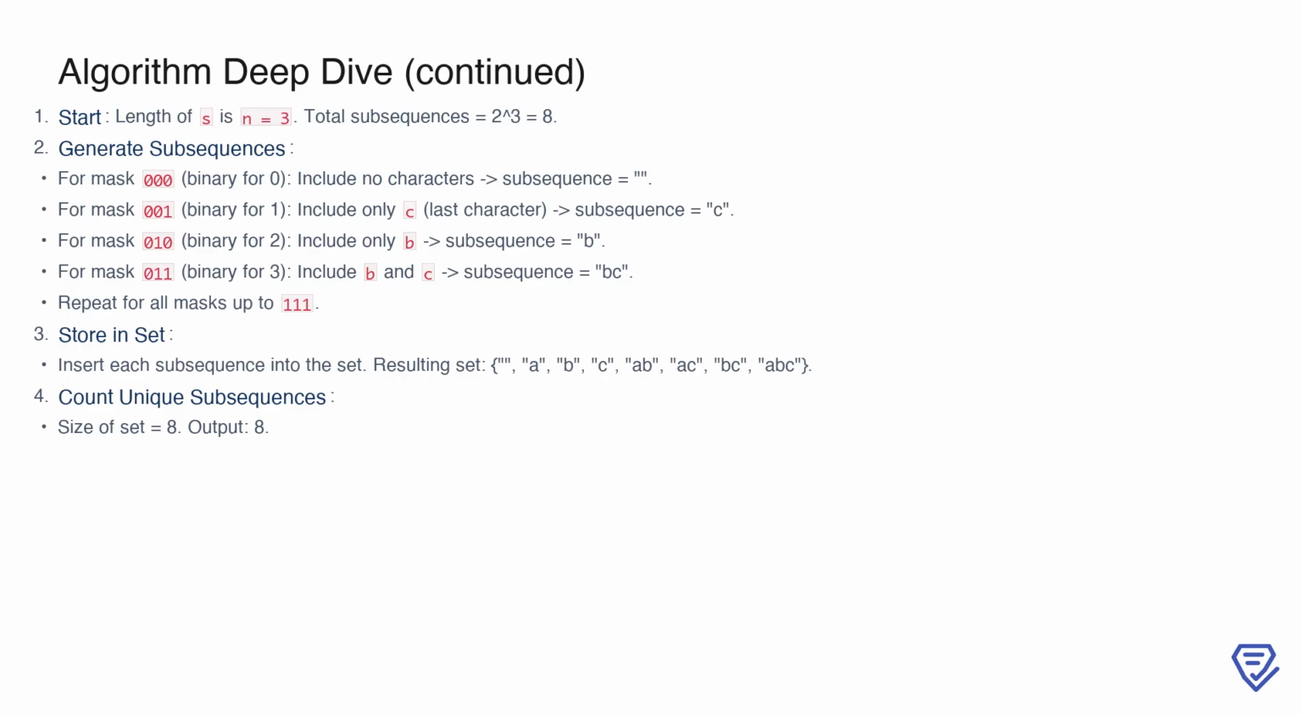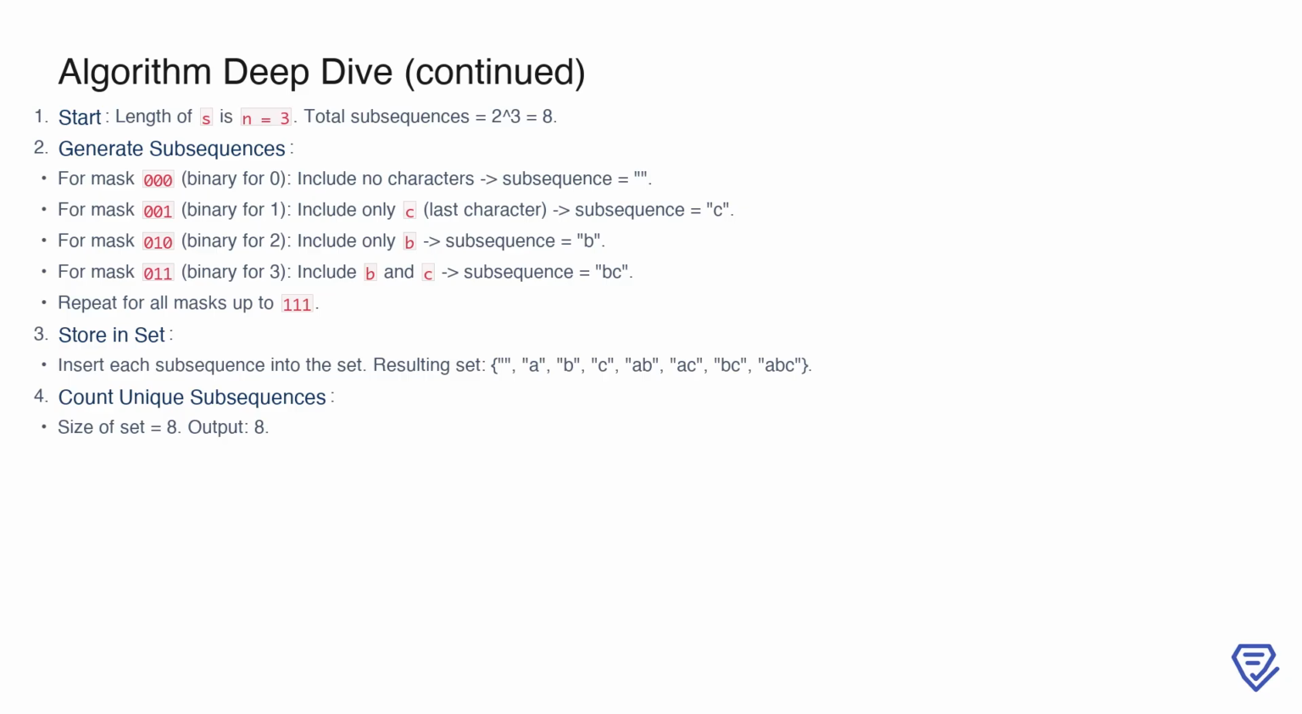For the mask 001, only the last character is included, forming the subsequence C. Similarly, the mask 010 includes only the middle character, resulting in B, while 011 includes both the middle and last characters, forming BC. This process continues until the mask 111, which includes all characters, resulting in the subsequence ABC.